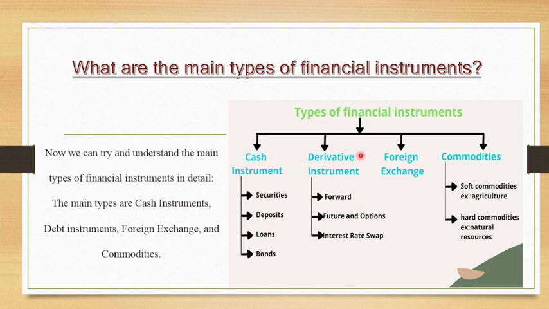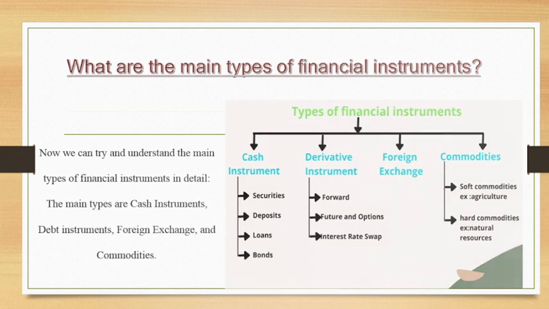Now let's come to the derivative instruments. Under derivative instruments: forward, future, options, and interest rate swap. These are the types of derivative instruments. Now let's come to foreign exchange. Under foreign exchange we don't have any types. Now let's come to the commodities. Under commodities we have soft commodities like agriculture, and we also have hard commodities such as natural resources that we get from nature. Now let's see the details of each type.